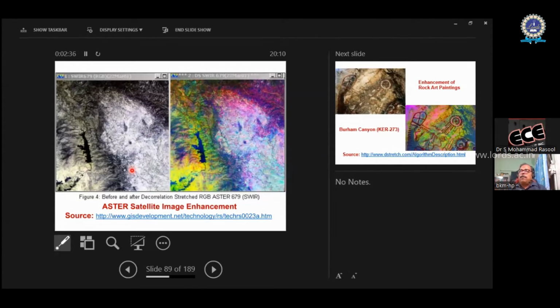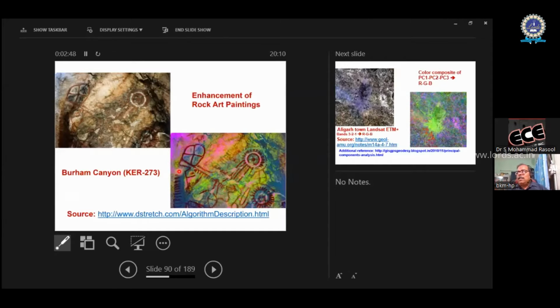So the principal component transform decorrelates the data, you apply your enhancement methods on that, and apply the inverse transformation. This is what is done here. So this is one example. This is the second example. Compared to this one, you can see the differences in different parts of these paintings very clearly.